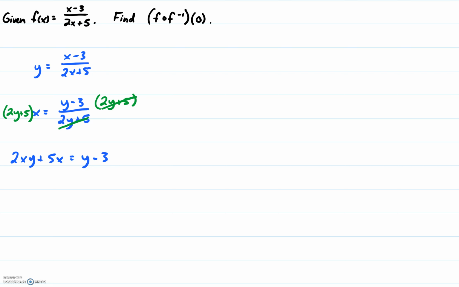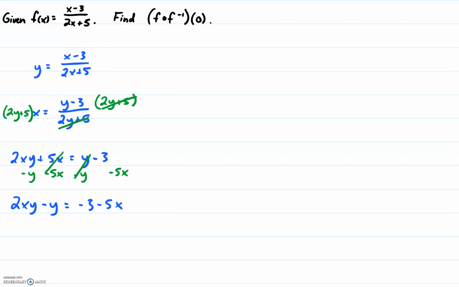And so now in order to solve for y, we need to get all of the terms with y on one side of the equal sign, and then factor, and then divide. And so what I'm going to do is subtract y from both sides, and I'm also going to subtract 5x from both sides. And so we're going to cancel there and there. So subtracting y from both sides, on the left-hand side, we're now going to have 2xy minus y, and that's going to be equal to negative 3 minus 5x on the right-hand side.